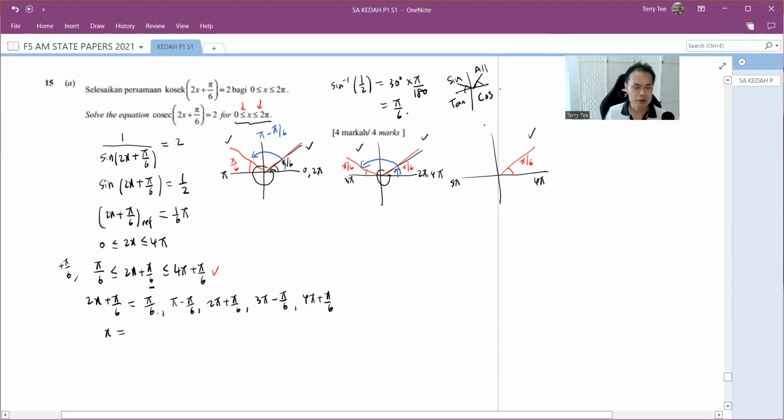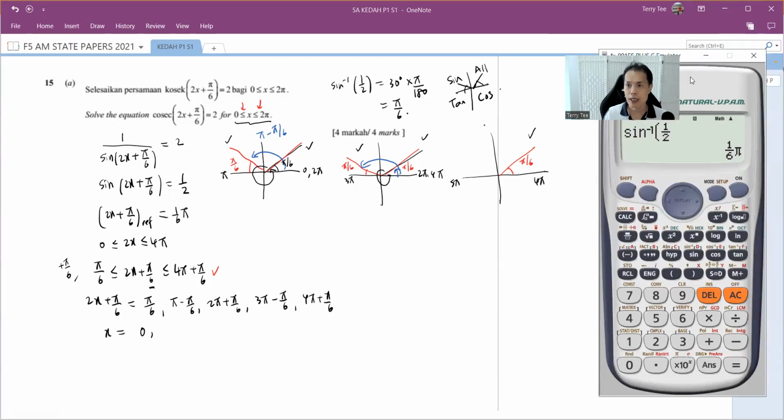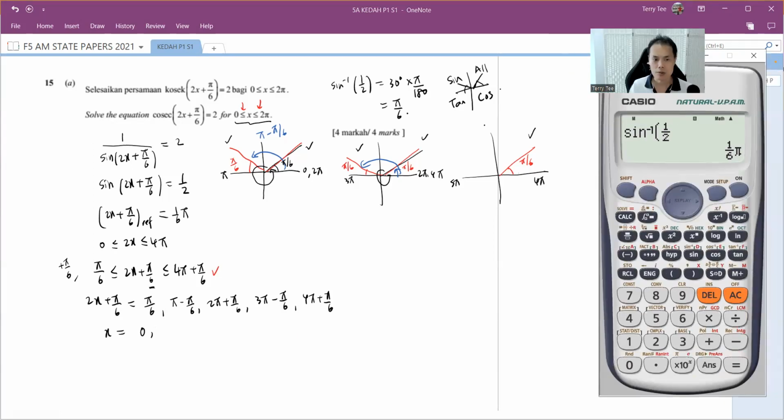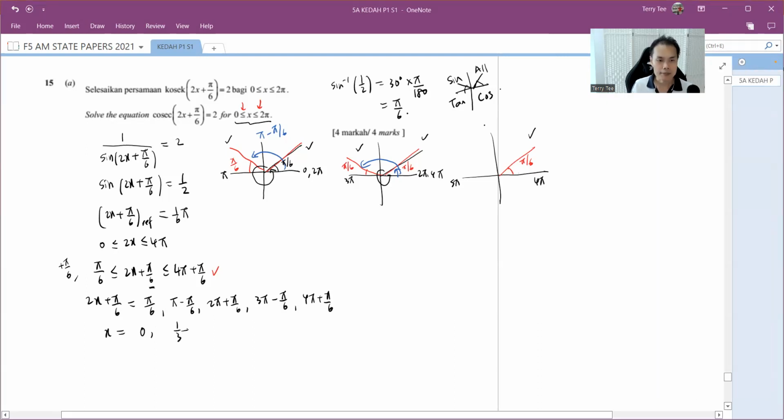The first one is very simple. Pi over 6 minus pi over 6 is 0. This one I will show you. You can actually drop the pi because it doesn't matter. When you key in your calculator, just drop the pi. So it's actually 1 minus 1 over 6, then minus 1 more 1 over 6. Whatever you get here, you divide by 2. So when you divide by 2, you get 1 over 3. So the next answer is 1 over 3 pi.